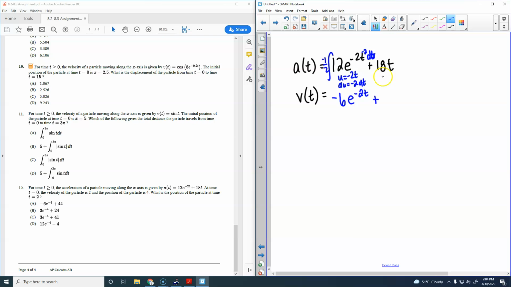plus we'll have, make sure I'm doing that right, 9t squared plus c.